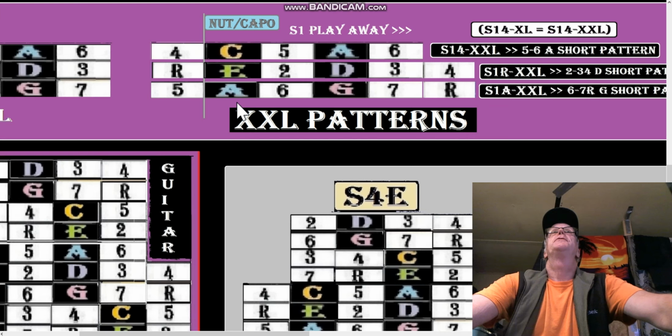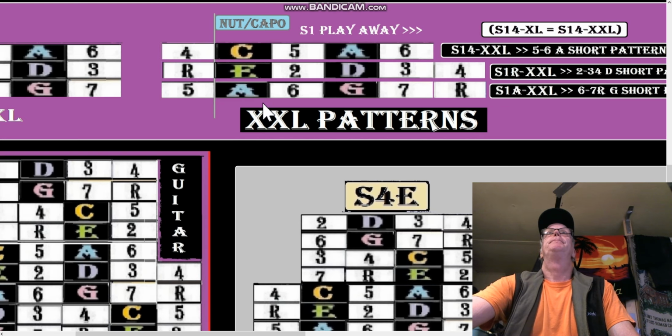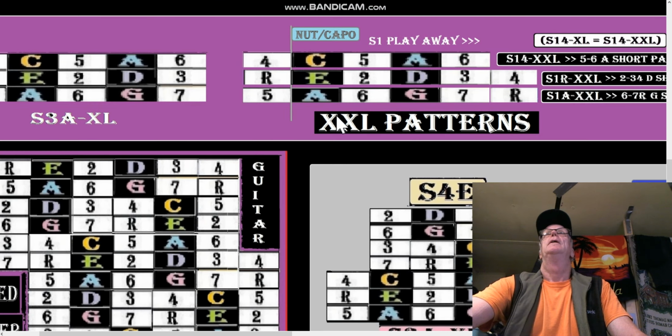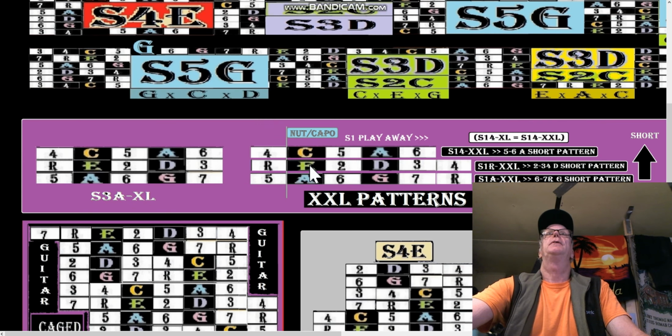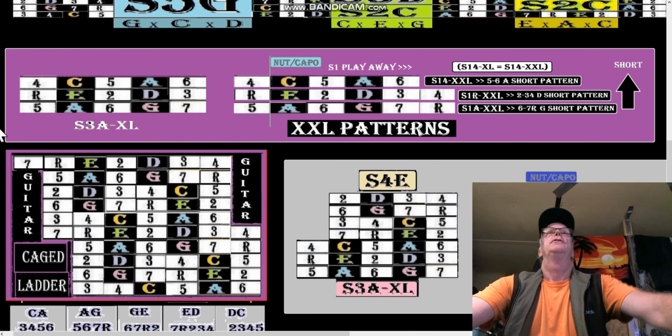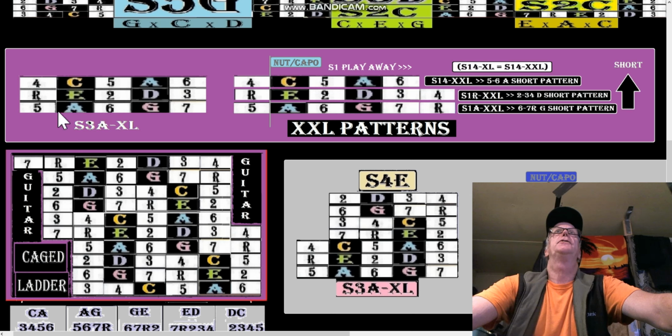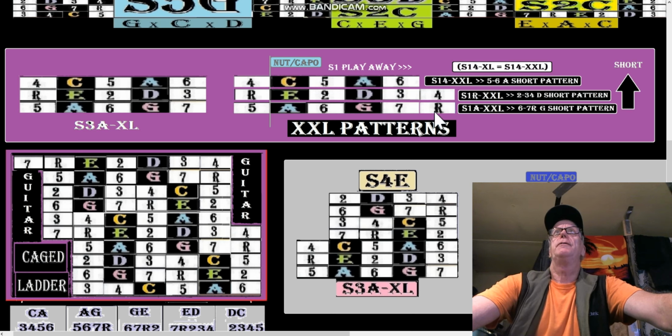All right, so let's make sure we have our S3XL here, because I don't want you guys to get confused. So here's our S3AXL here. It's normally just 5, 6, 7, but we're going to extend it to 5, 6, 7, root. Why are we going to do that?